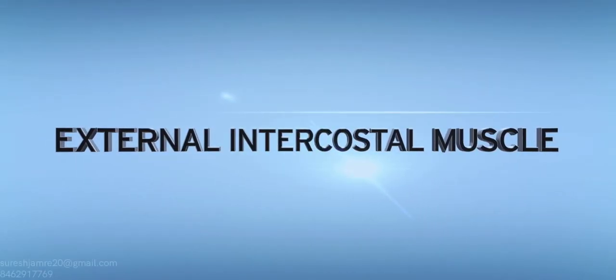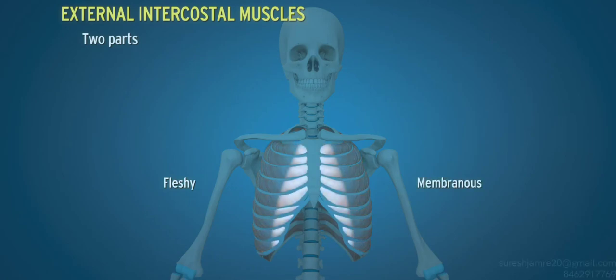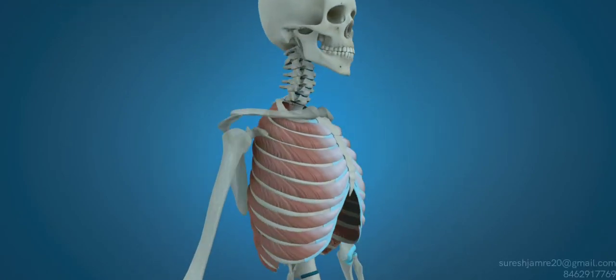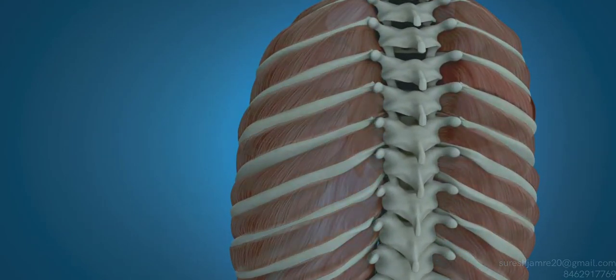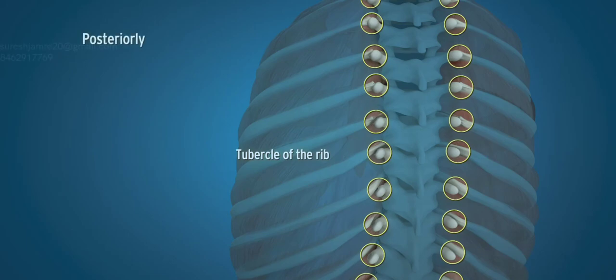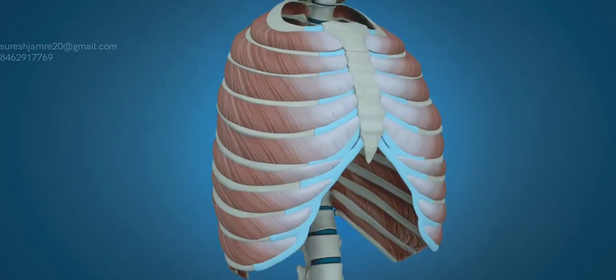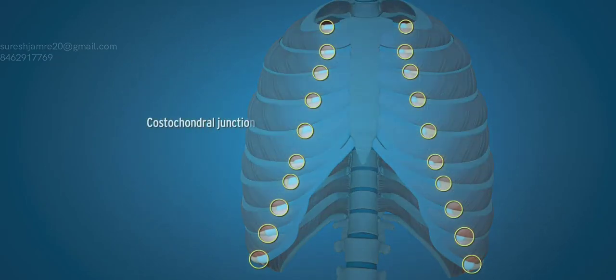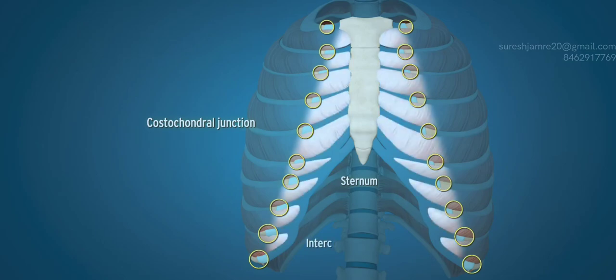External intercostal muscle. The muscle has 2 parts, fleshy and membranous parts. From the tubercle of the rib posteriorly to the costochondral junction anteriorly, it is fleshy. Between the costochondral junction and the sternum, it is replaced by anterior intercostal membrane.